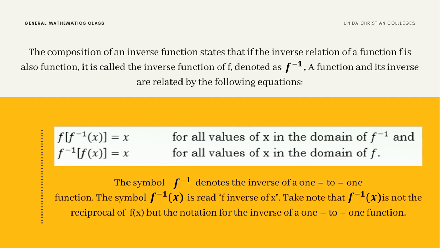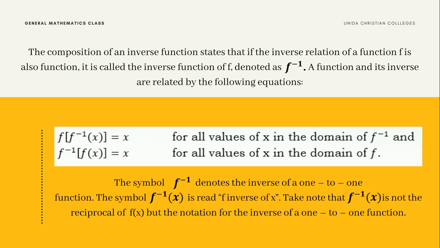Okay, so the composition of an inverse function states that if the inverse relation of a function f is also a function, it is called the inverse function of f, denoted by f raised to negative 1. A function and its inverse are related by the following equations. First, f of f inverse of x is equal to x for all values of x in the domain of f raised to negative 1, and f inverse of f of x is equal to x for all values of x in the domain of f.